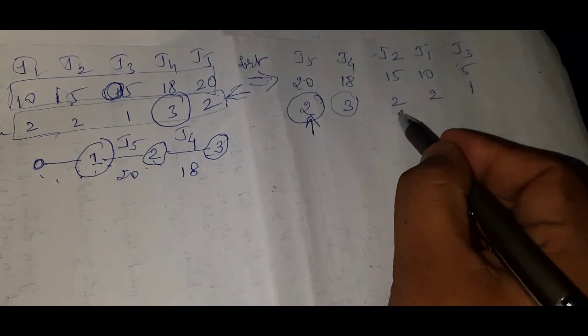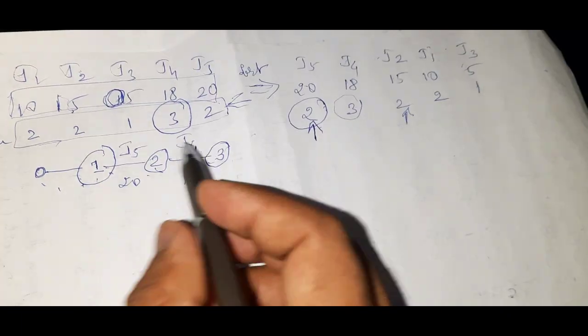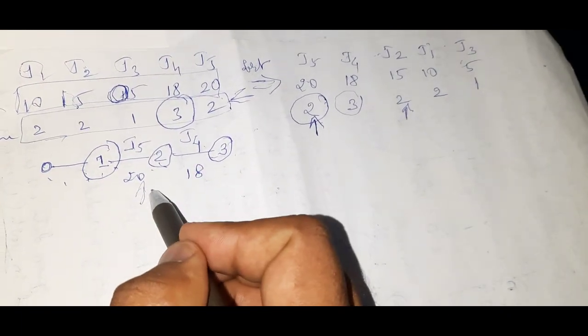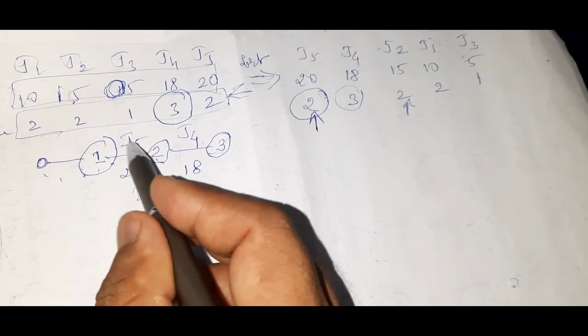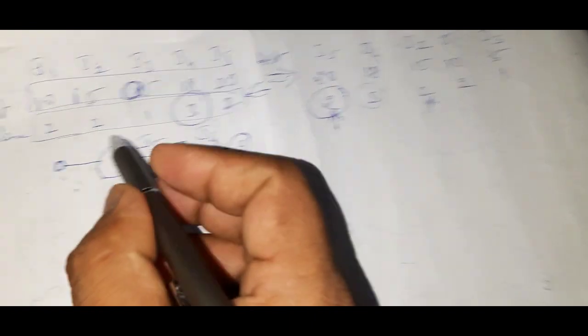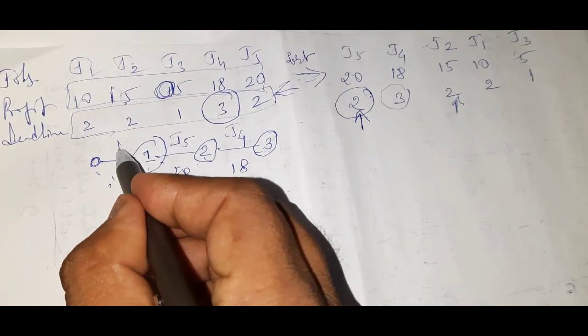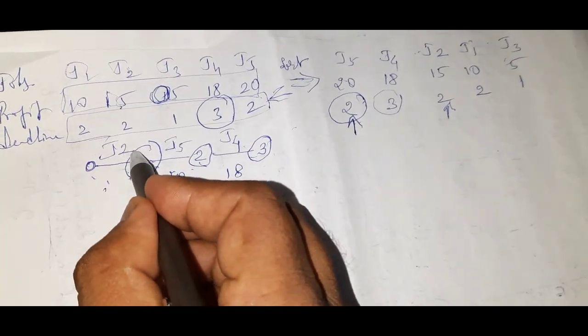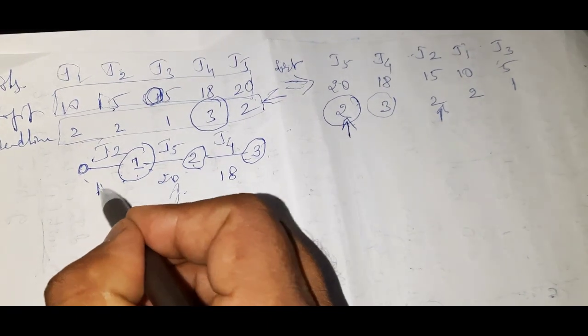And how about J2? It says it is going to take the second slot, but the second slot is filled by J5. So according to the algorithm, if the slot is already full, we need to check the previous one. Is it available? Yes. So I'll take my J2 job here. Its profit is 15.